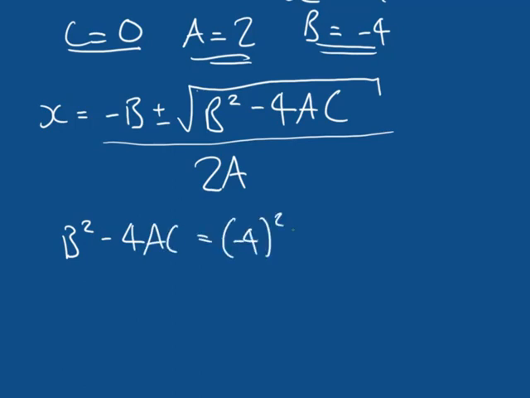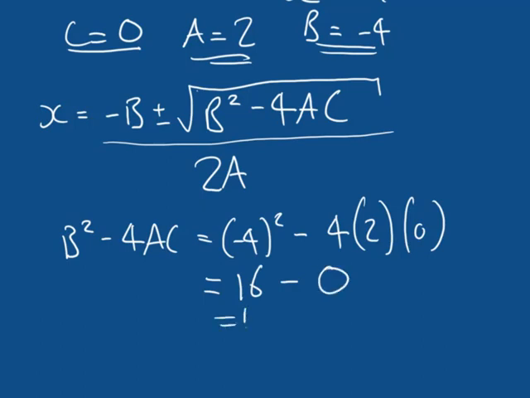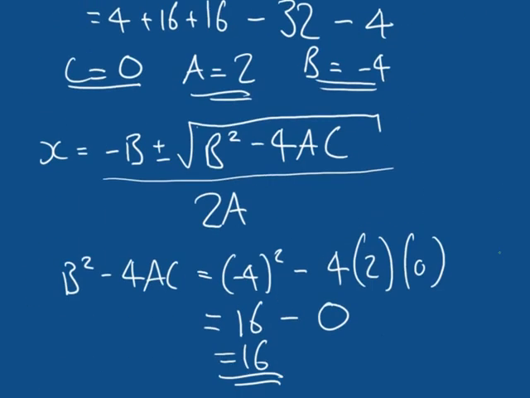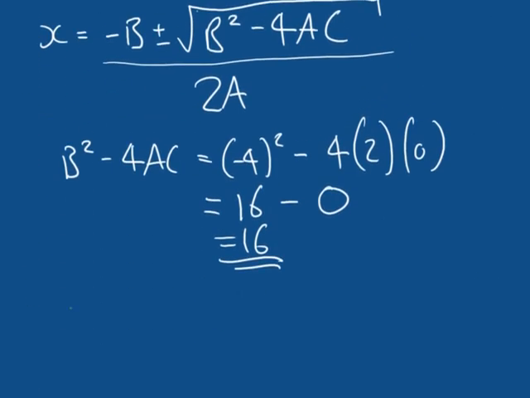So b squared minus 4ac is equal to -4 squared minus 4 times a is 2 times c is 0. Well, we can see that minus 4 squared is going to be 16. Minus 4 times 2 times 0 is 0. So b squared minus 4ac is 16, which means that this is positive. It gives us 2 points of intersection, which we were expecting. Fantastic. So we can now continue to find those points of intersection.